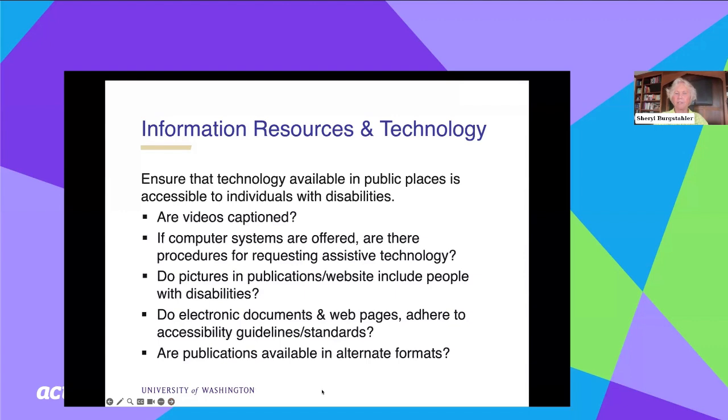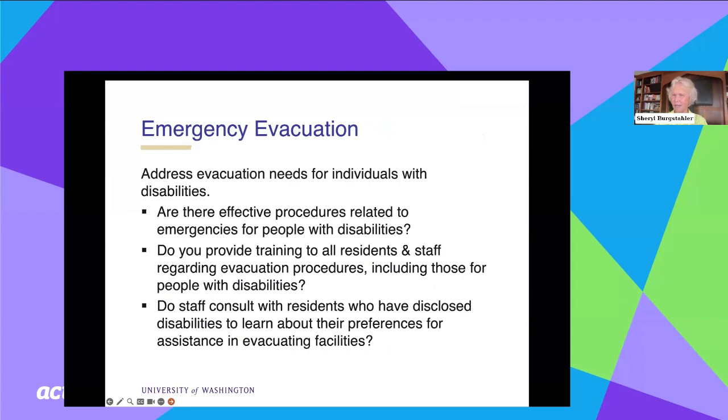Do pictures in publications and websites include people with disabilities, so people with disabilities know that they're welcome? Do electronic documents and web pages adhere to accessibility guidelines and standards? Well, back to training staff on that. And are publications available in alternative formats, for instance, in Braille, if someone wants that? Do you know how to do that, or do you know who to talk to to get that done?